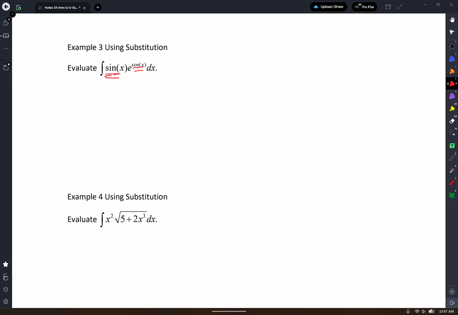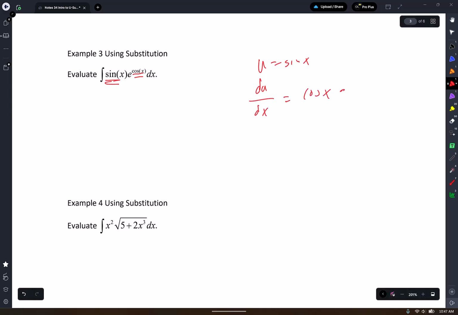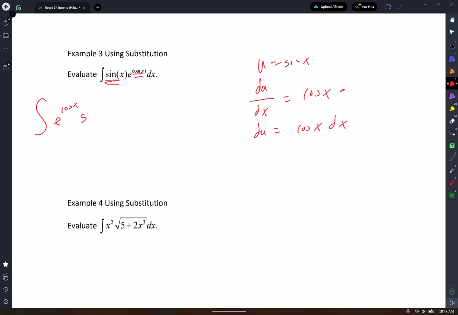So don't write this down because this is wrong. If I were to do U-substitution, I'm writing this one wrong on purpose. So let's say I go, okay, let's see if this helps me. I'm going to go u equals sine x, and then I go du with respect to x, and I get cosine x, and then times dx, so I get du equals cosine x dx. Look, guys, I don't have a cosine x dx to replace. Let me rewrite it so you guys can see. I'm going to rewrite this first. e to the cosine x, sine x dx. This is all just a product.